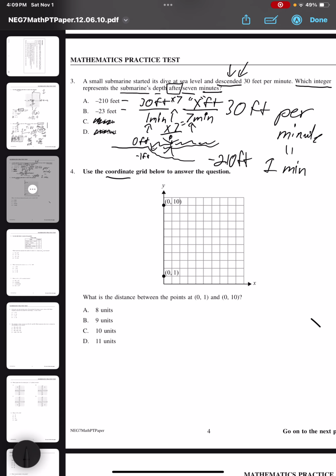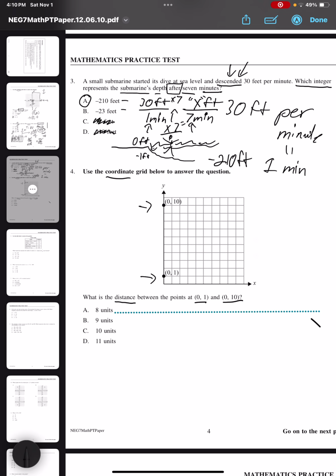Sorry, my bad. So this would be your answer. Next thing. The coordinate grid down below. The distance between 0, 1 and 0, 10. As you can see here, this is 0, 1. This is 0, 10.